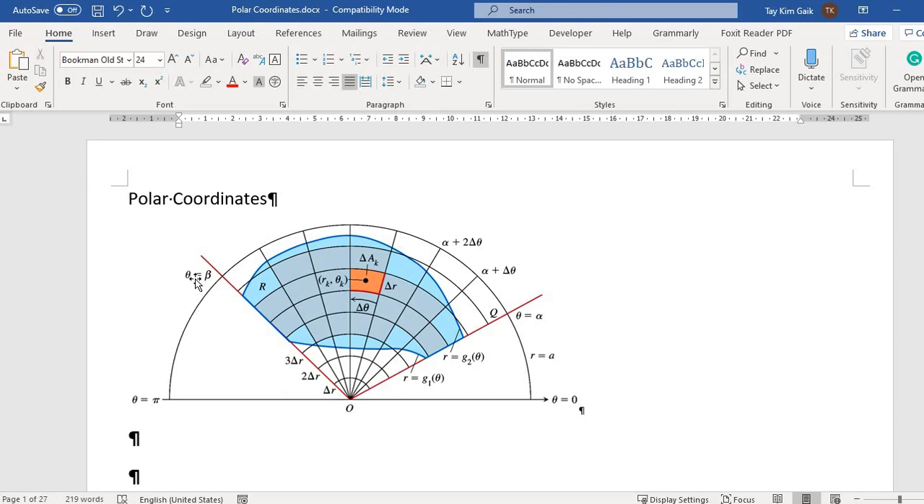So the polar coordinate is used to solve it when the region R is either a circular area or is bounded by a polar graph. For example, in these two, the region R, the blue color, is bounded by two polar graphs. Let's say the bottom curve here is r equal to g1 theta, and the top curve is r equal to g2 theta.